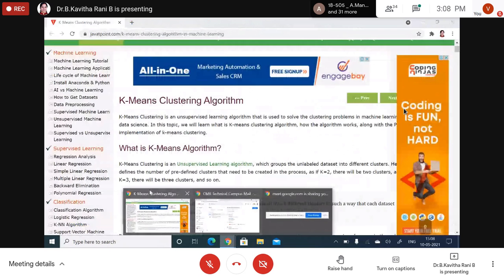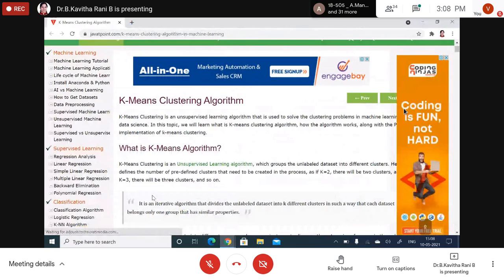So your fourth experiment is related to the k-means clustering algorithm. So k-means is an unsupervised learning algorithm. It is used to solve the clustering problems in machine learning, data science, etc. So we will learn what is the k-means clustering algorithm, how does it work, and what is the implementation of k-means here.